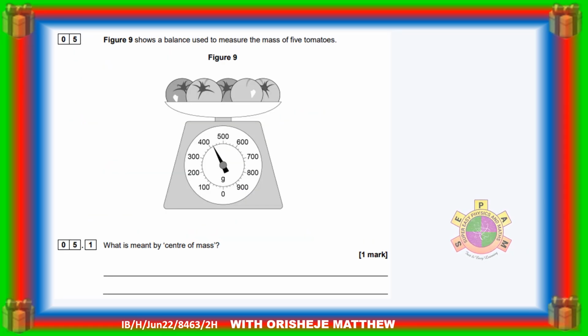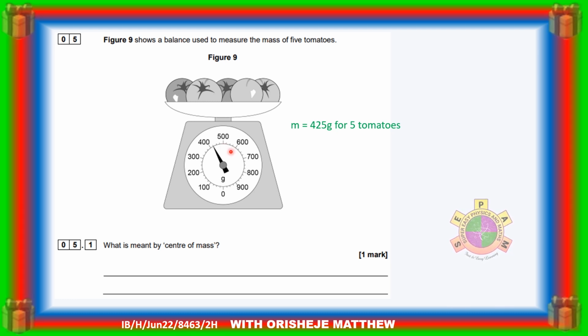Question 5 shows a balance used to measure the mass of 5 tomatoes. So take note of that, 5 tomatoes. And then what is the mass? You can look at the calibration. The subdivision between the 100 is 4, so each subdivision is going to give you 25. So the reading here, the mass of the 5 tomatoes, is 425 grams.